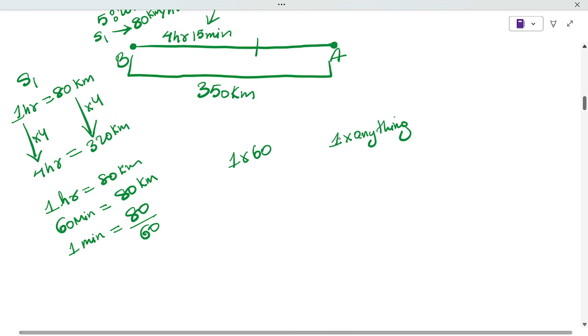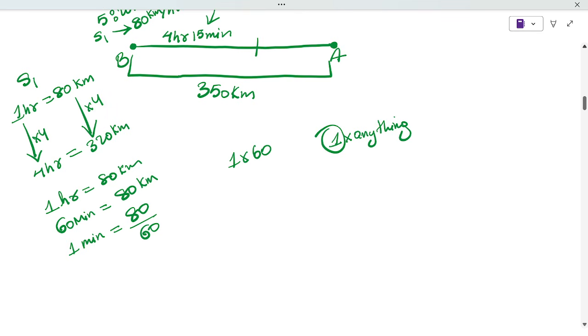So once you get the value of 1, then it becomes easier. For that reason, 1 minute takes 50 minutes. If we multiply 1 minute by 15, this will also give us 50 minutes, right? So 1 into 15, that means the value of 1 is 80 by 60.